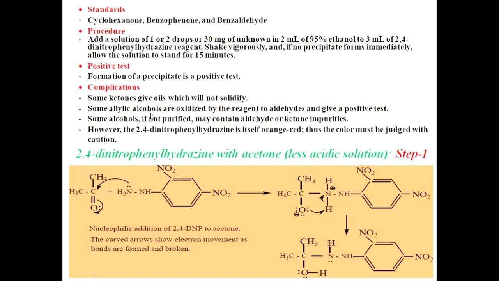Also, some allylic alcohols are oxidized by the reagent, like aldehyde and ketone, to give a positive test. So some alcohols also undergo oxidation and give a positive test. So there are some limitations, and in this test the allylic alcohol cannot be used. Some alcohols, if not purified, may contain aldehyde or ketone, and they also give a positive test. However, the 2,4-DNP reagent itself is an orange-red color. Thus, the color must be judged with great care. It means that even if the reaction is not going, the orange color will come. So orange color is not an indication. It is a solid precipitation that should be observed.